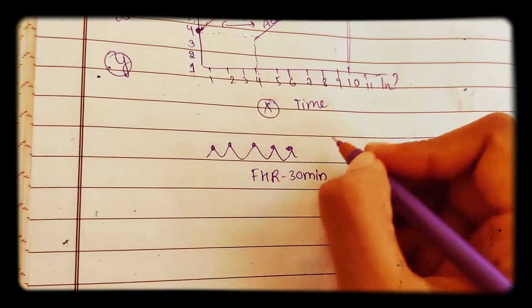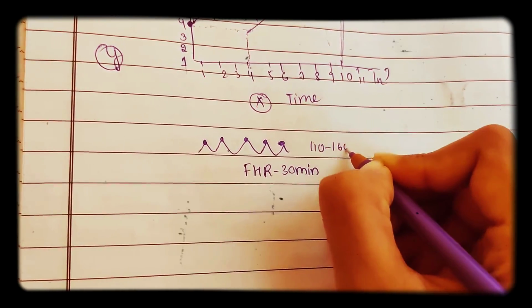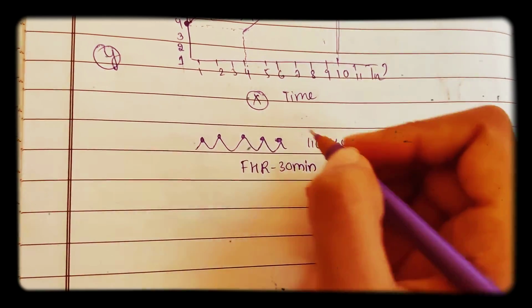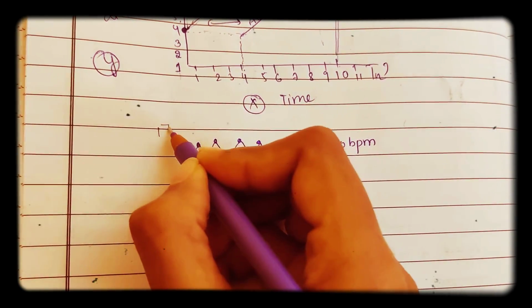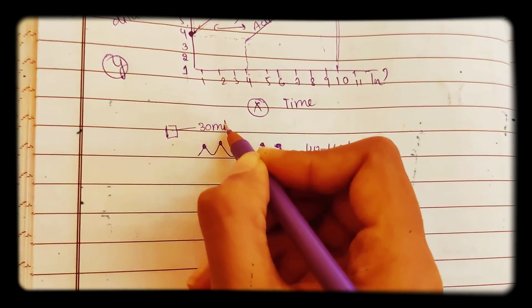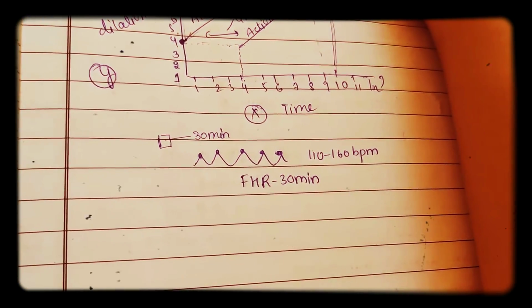Normal fetal heart rate is 110 to 160 beats per minute, and each square represents 30 minutes. In the partograph, if you see, there are squares, right? Each square represents 30 minutes. Now coming to amniotic fluid status.